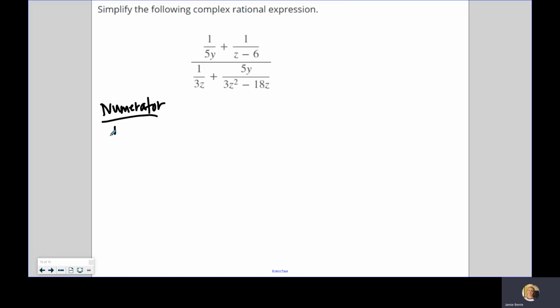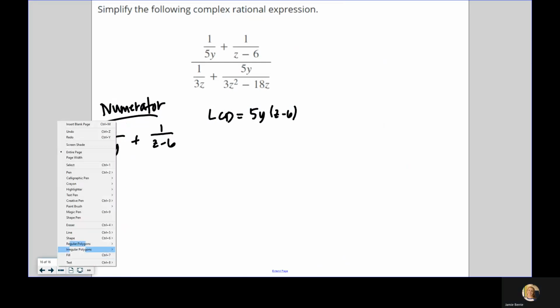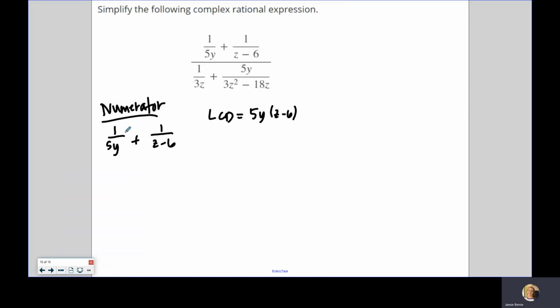Okay. So 1 over 5y plus 1 over z minus 6. All right, so the LCD here would just be 5y times z minus 6. You're just going to multiply by the missing piece. In the first fraction, the missing piece would be z minus 6, so multiply top and bottom by z minus 6. Here, the missing piece would be 5y.